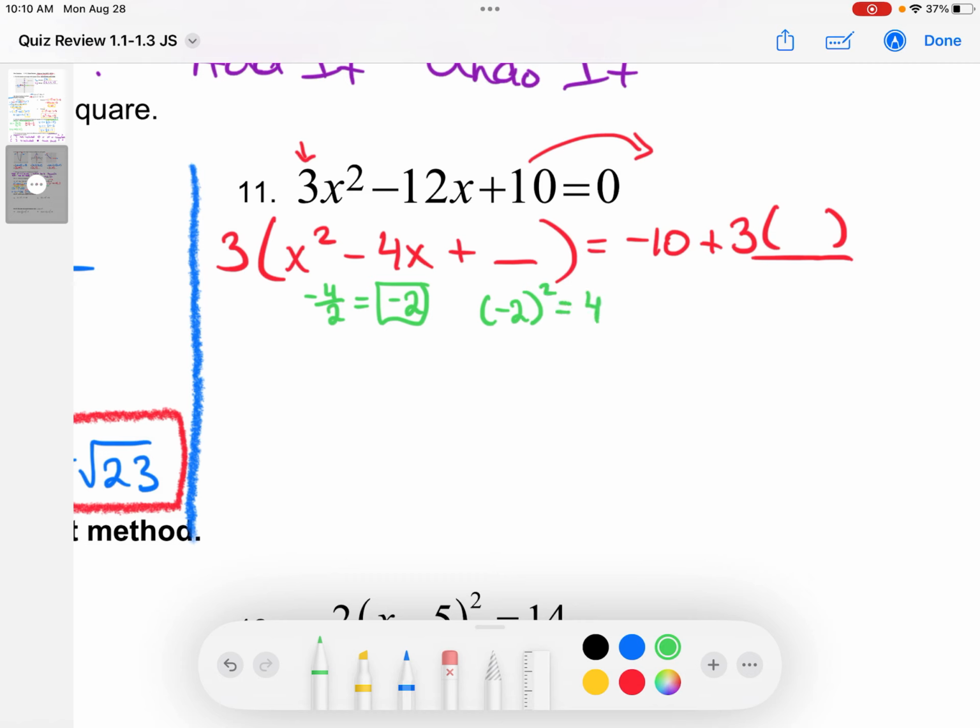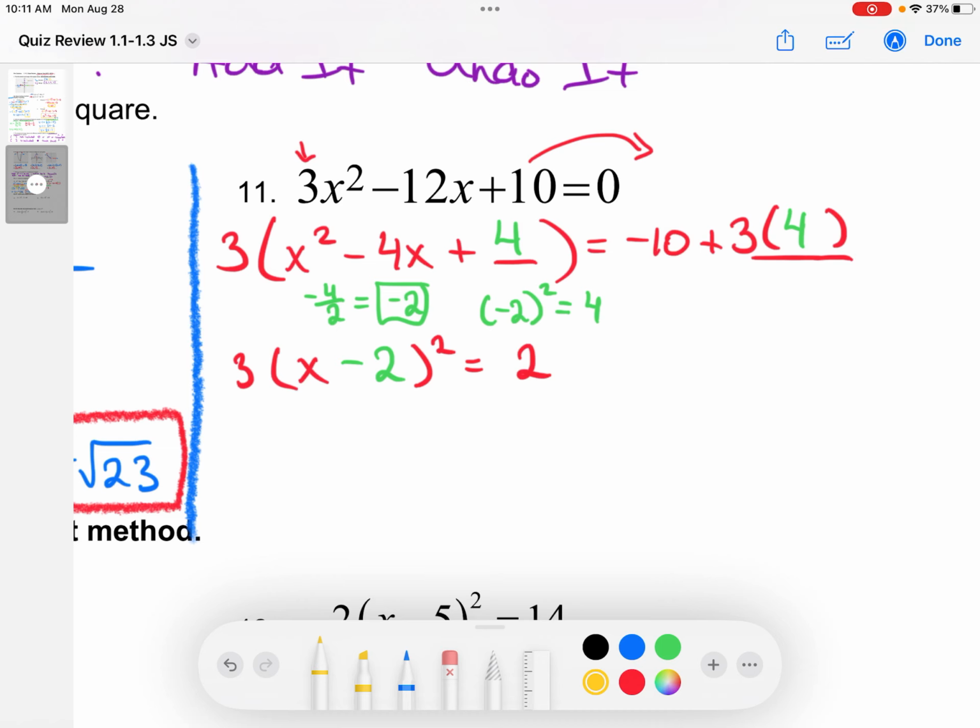Then we add the 4 and undo the 4. Undo as in balance. Then bring down the 3. The values in the parentheses are a perfect square. They're the perfect square of x and the number you put the box around, minus 2. And that's equal to negative 10 plus 12. So that's equal to positive 2.